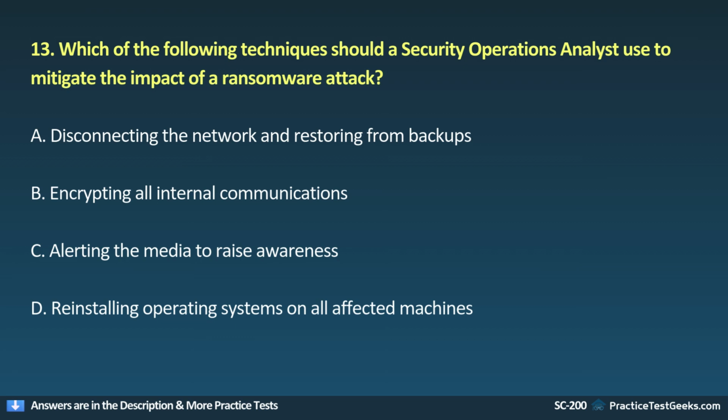13. Which of the following techniques should a security operations analyst use to mitigate the impact of a ransomware attack? A. Disconnecting the network and restoring from backups. B. Encrypting all internal communications. C. Alerting the media to raise awareness. D. Reinstalling operating systems on all affected machines.